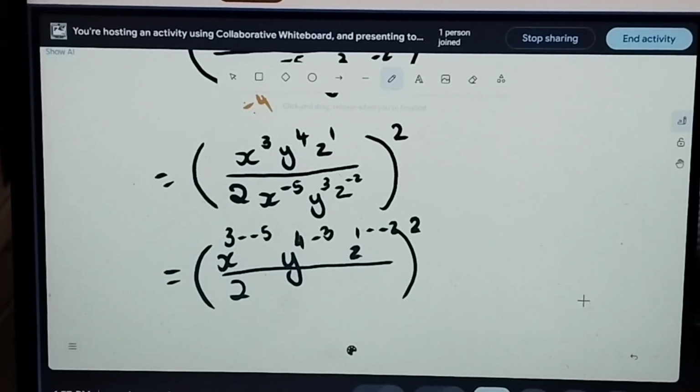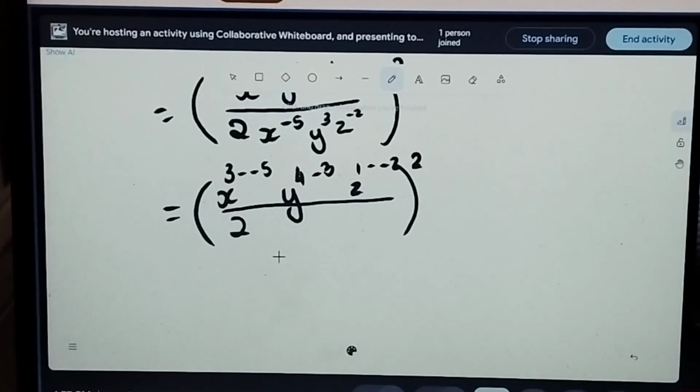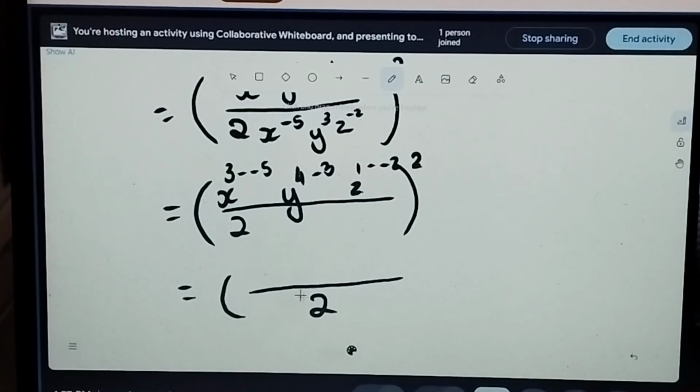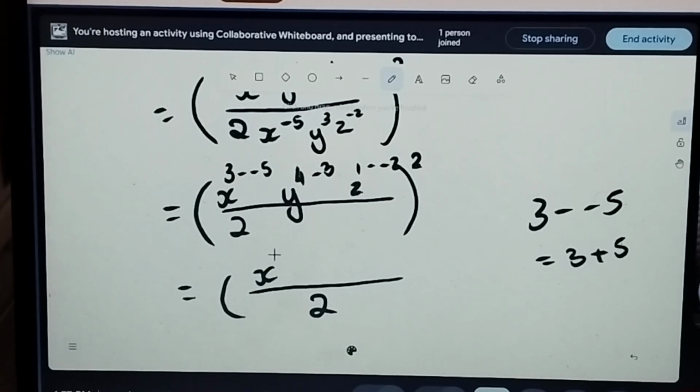I'm now going to do all the minusing. And like I said, some of the minusing is actually going to turn into plussing. All I have left at the bottom now is the 2. There's nothing else. The 2's been left all on his own because all of my letters went up. 3 minus minus 5. Remember I said a minus and a minus makes a plus. That becomes 3 plus 5, which is 8. So I've now got x to the power 8.